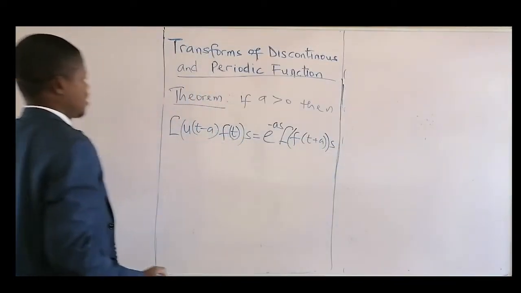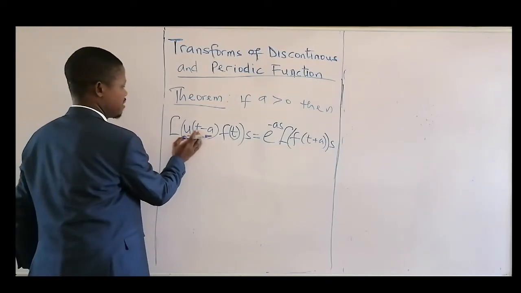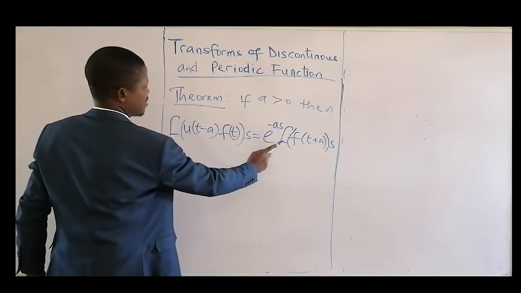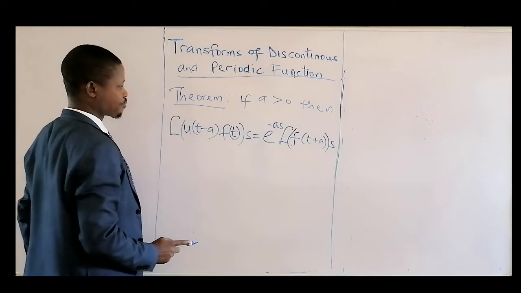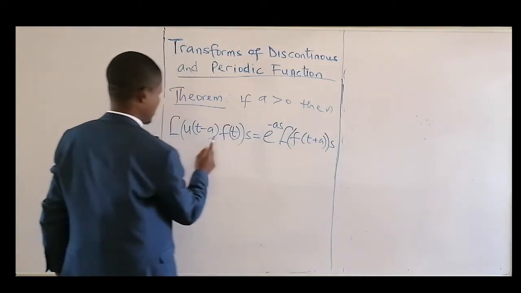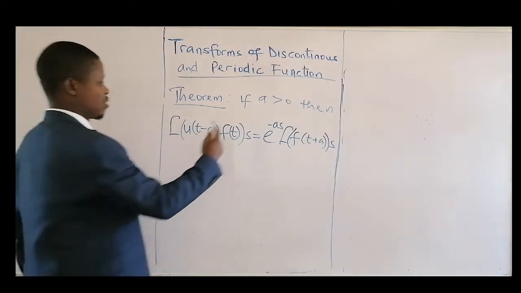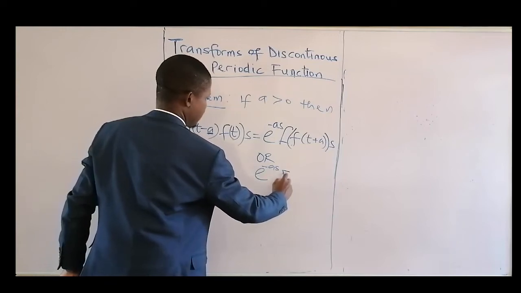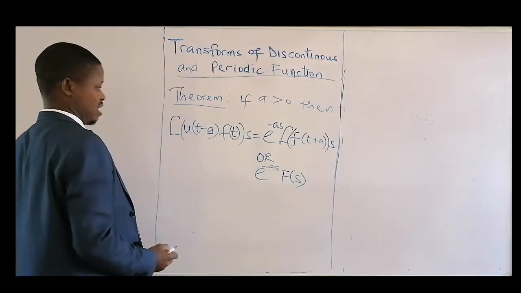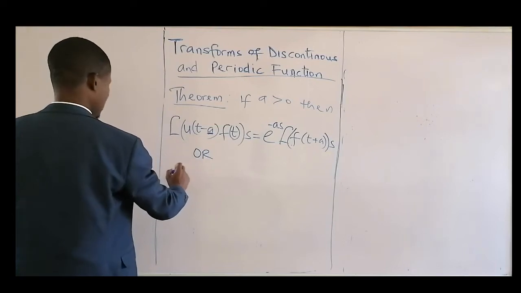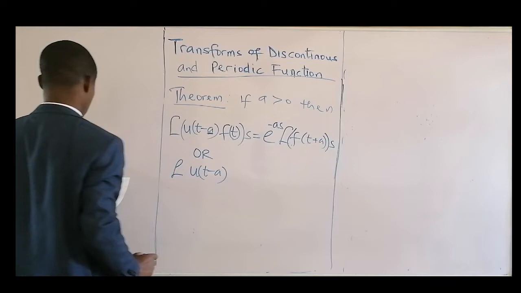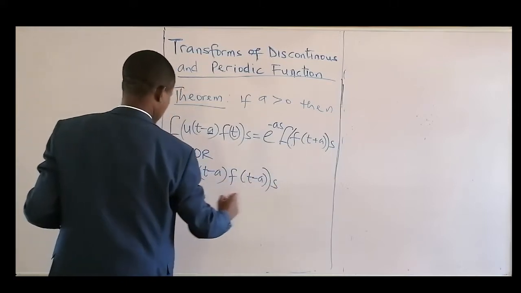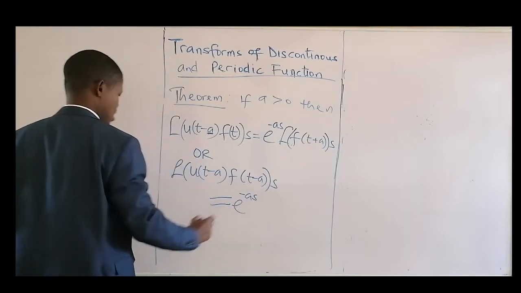And what this means is that it's very simple. When you have a unit step function u(t minus a) times f of t, that will give us e to the minus a s, times the Laplace of f of t plus a. We're going to expatiate on that one more. Actually, this one can also be written as e to the a s times f of s. And we can also write this as the Laplace of u(t minus a) f(t minus a), you can open and close here, is equal to e to the minus a s times the Laplace of f of t.